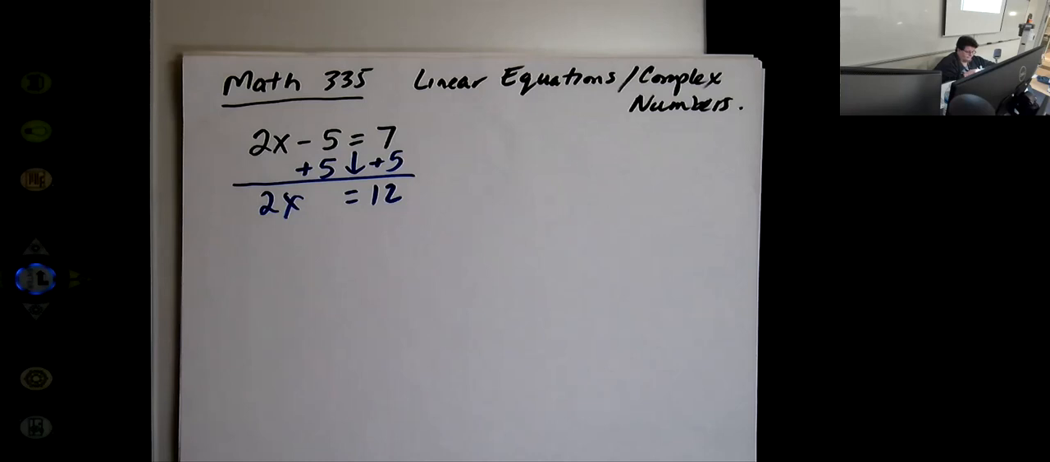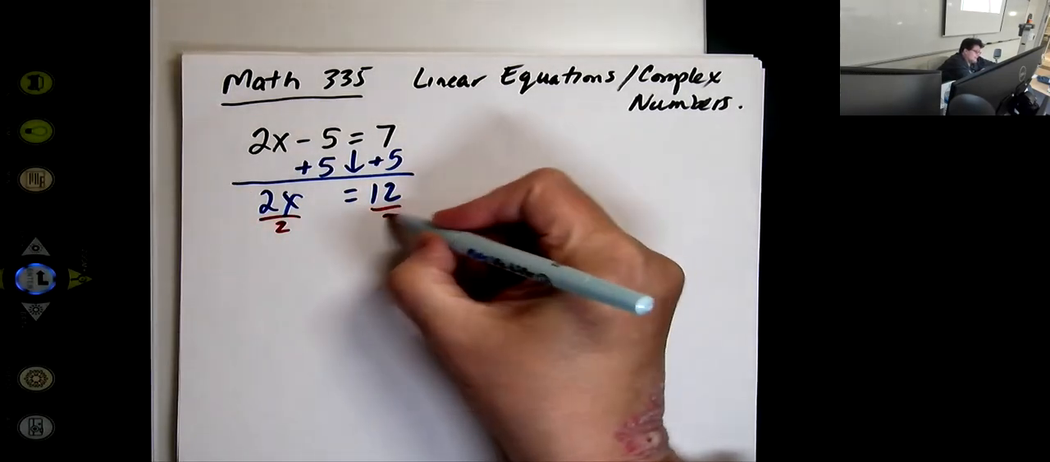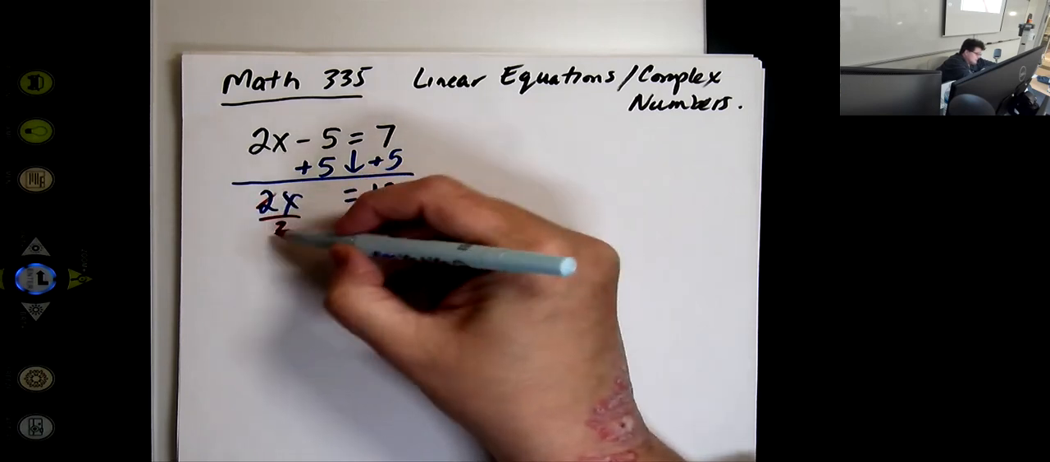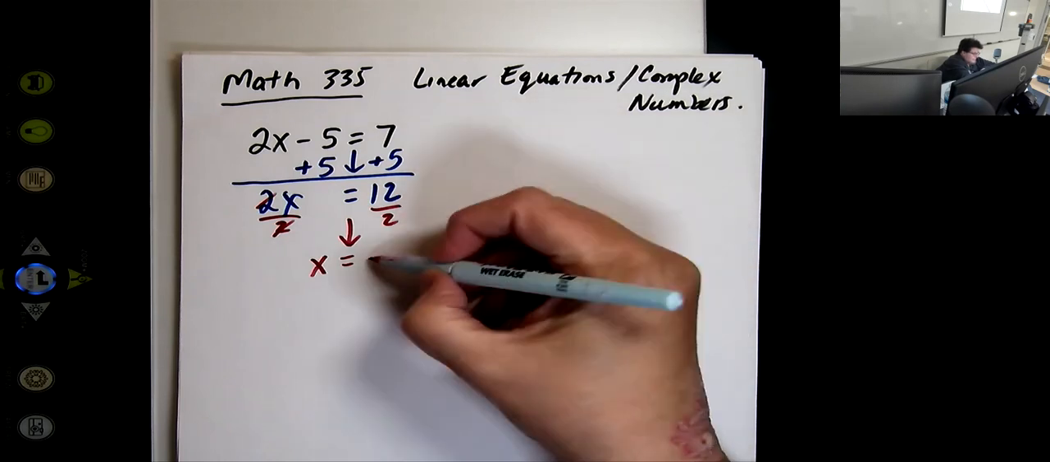Now, we can divide by 2. If we do it on this side to get rid of it, we got to do it over here. So 2 divided by 2 cancels out. We're just left with 1x, so we have x. And 12 divided by 2 is 6.